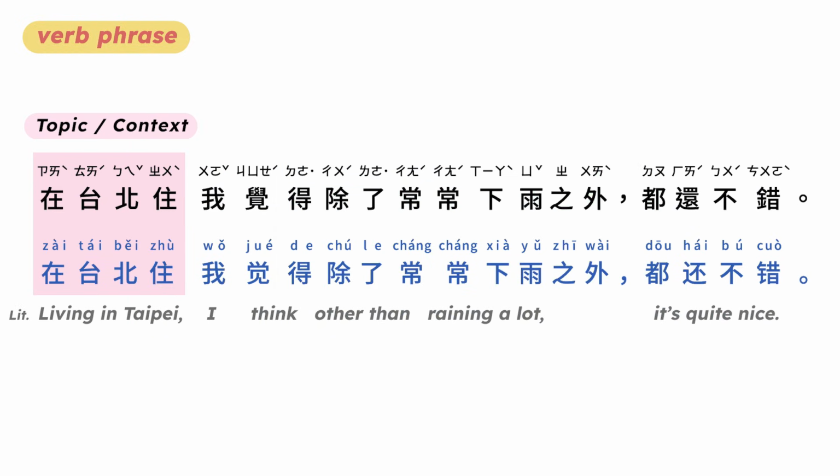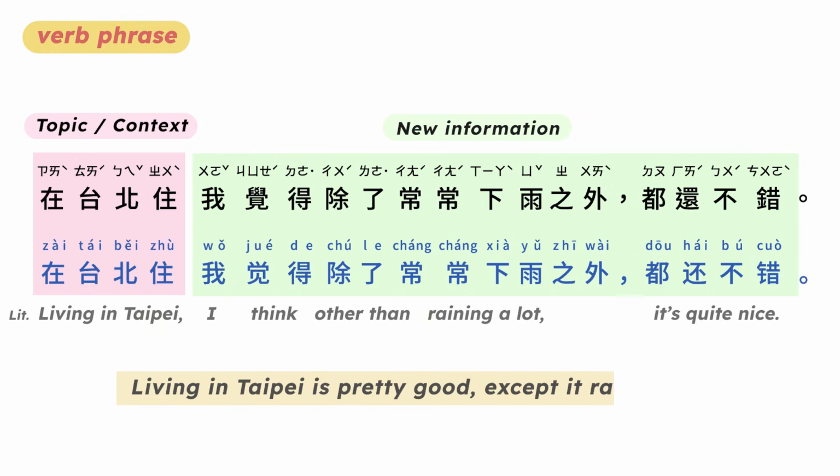在台北住，我觉得除了常常下雨之外，都还不错。Living in Taipei, I think other than raining a lot, it's quite nice. Which expresses living in Taipei is pretty good, except it rains a lot.